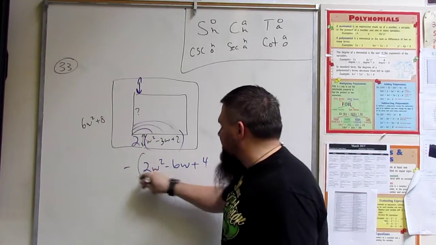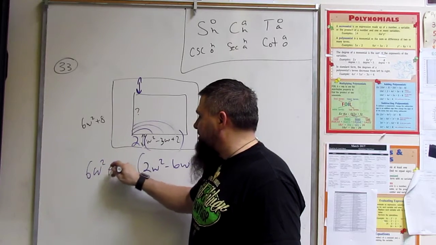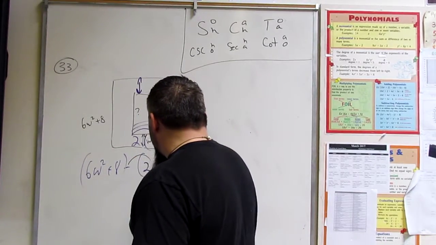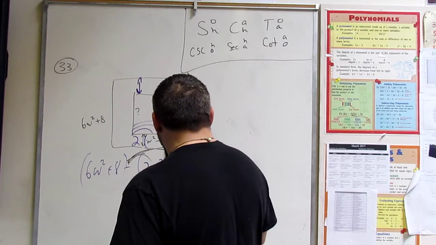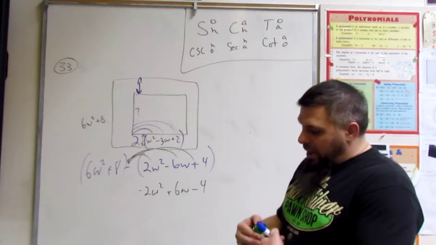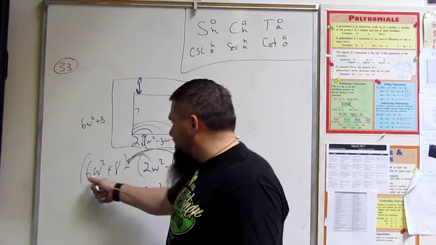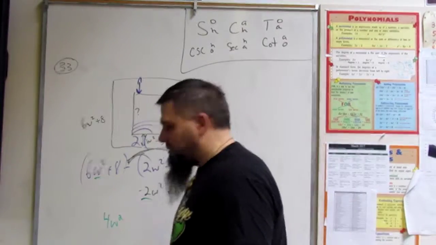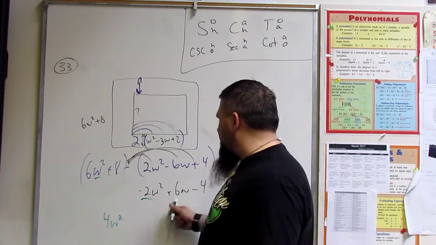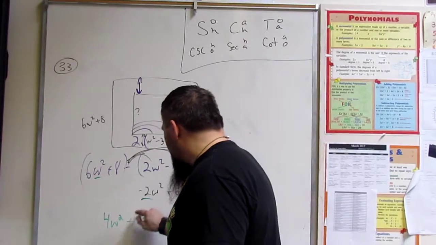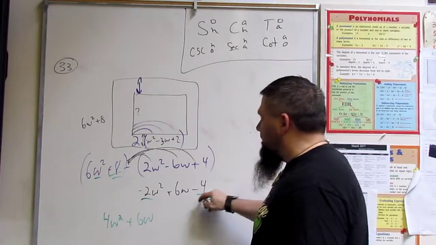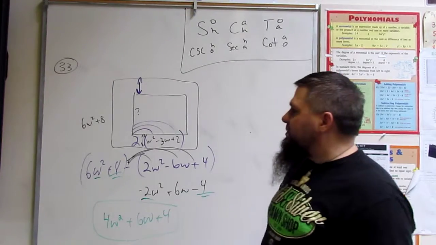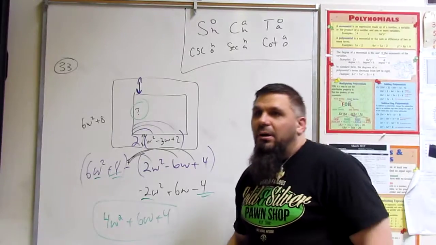And then I'm going to subtract this from this, 6w squared plus 8, right? And when I do that, that changes all the signs. So this sign's going to change to minus 2w squared, this sign's going to change to plus 6w, and this sign's going to change to minus 4. And now I can add the w squares. So 6w squared and negative 2w squared gives me 4w squared. Alright, then I want to take the w's. There's only one w, so plus 6w. And now I want to take the numbers. What's 8 minus 4? So plus 4, right? And that is what this side of the photograph looks like.